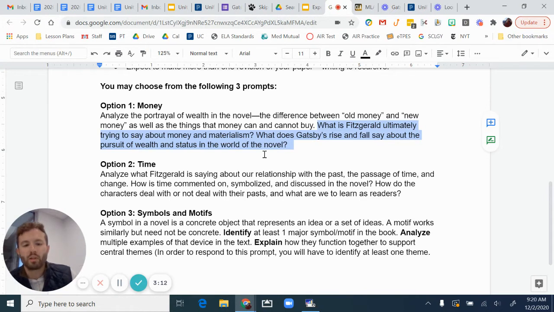So this one's going to be really useful if you've been keeping track of symbolism and motif that has to do with money and wealth and that sort of thematic topic in your journal entries. Really, for all 3 prompts, your journal entries are going to be your best tool for finding evidence you've been collecting and for sorting out those patterns and those themes.